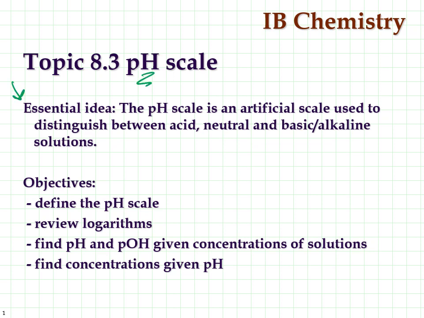Our essential idea for today: the pH scale is an artificial scale used to distinguish between acids, neutral solutions, and basic or alkaline solutions. Our objectives for today: we're going to define the pH scale. We're going to review logarithms, because who doesn't love a little math in the middle of their chemistry? We're going to find pH and pOH when we're given the concentrations. Then we're going to go backwards and find the concentrations if we start with a pH.